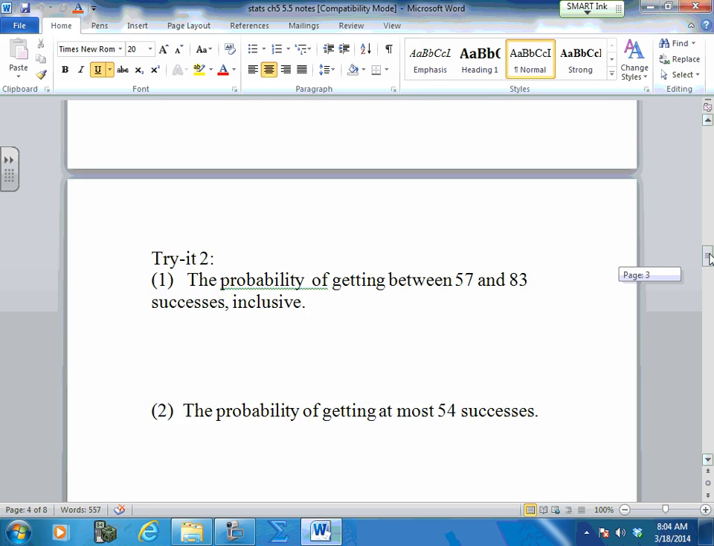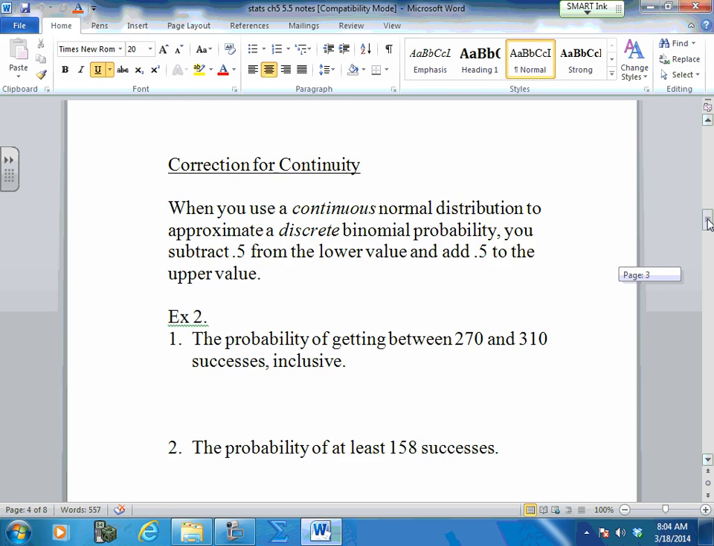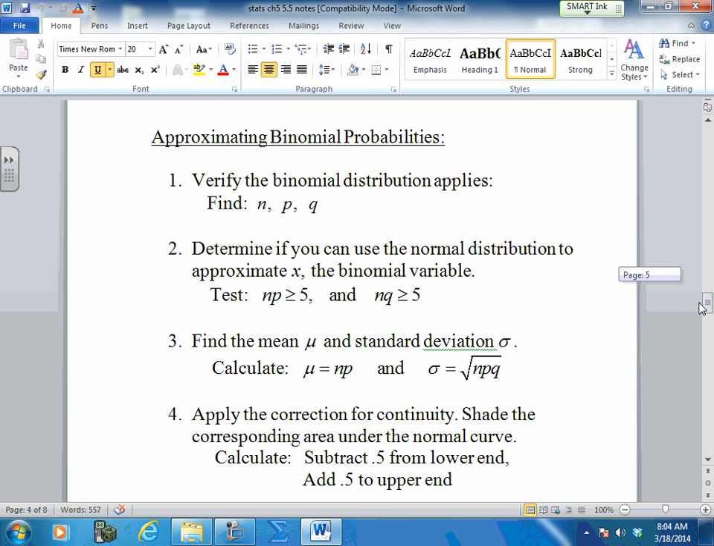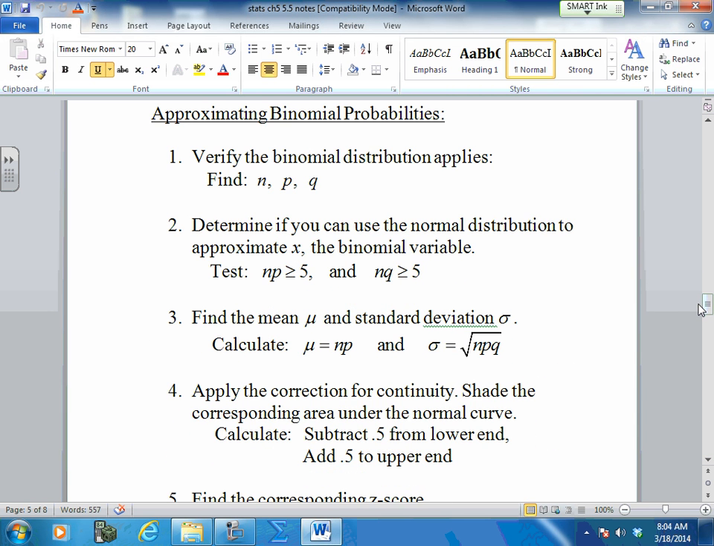All right, so let's take a look at how we use this now. We're going to do the same exact thing that we did before. We're going to find your N, your P, your Q. We're going to test that we're allowed to use this. If this test fails, we stop. If it's good, we have approximated a normal curve, and then we're okay to use this.